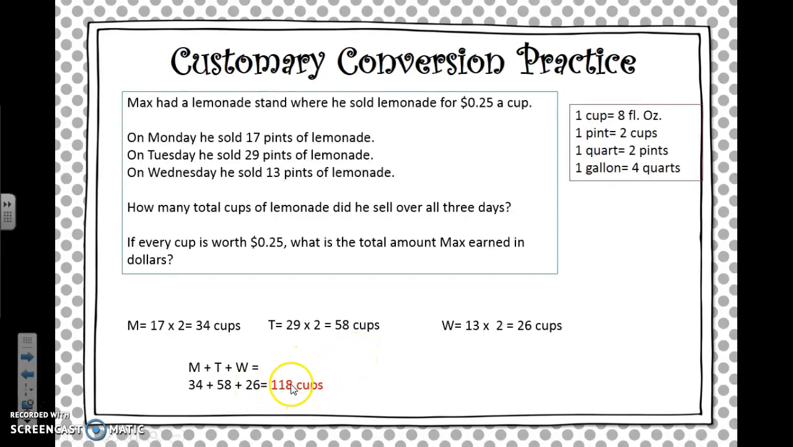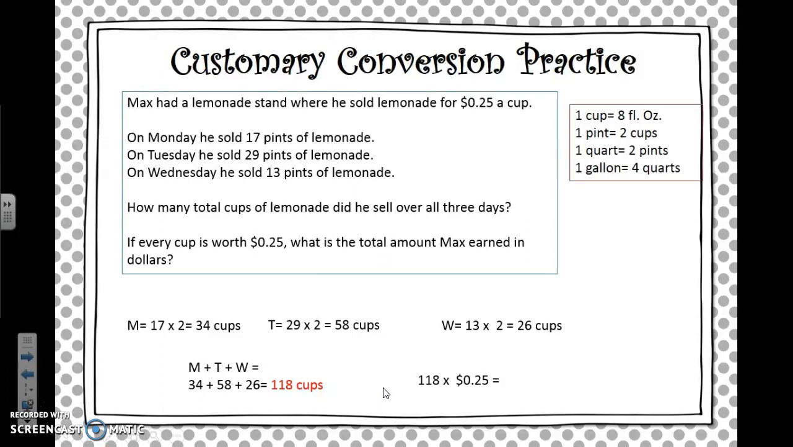After I've done the first half of the problem, I can't forget about the second question. If every cup is worth 25 cents, what is the total amount Max earned in dollars? So I'm thinking about what operation I could do. For all of these 118 cups I have, I need to do 25 cents for each of them. So I think in my head, okay, equal groups or repeated addition is the same as multiplication. So I go ahead and set up my problem.